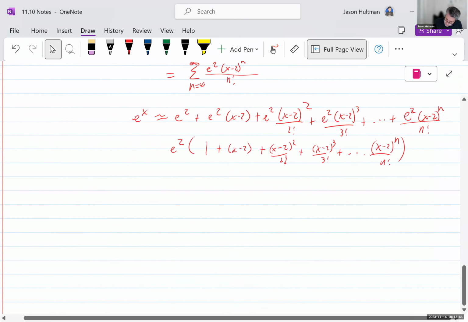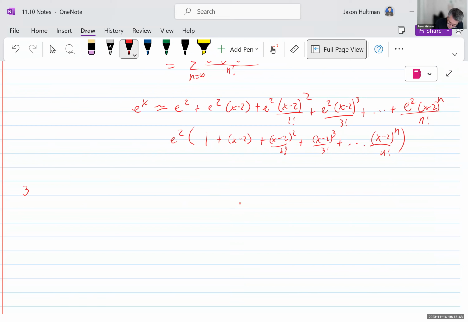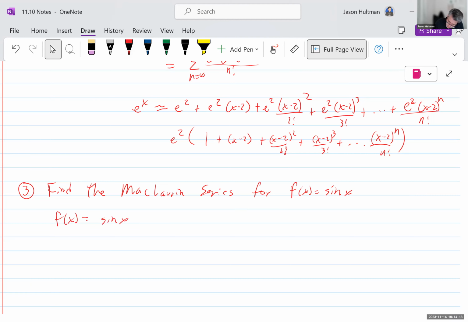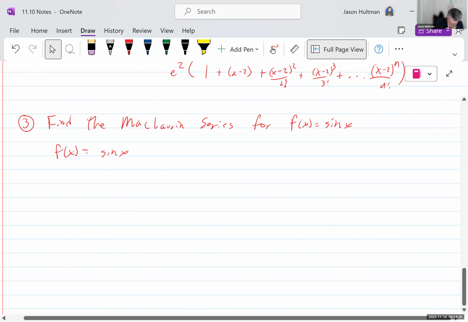Okay, number 3 is cool. It's find the Maclaurin series for sine x, for f of x equals sine x. Okay, so again, we need to do some derivatives. So f of x equals sine x, and I need to do 8 derivatives here to really get an idea of what's going on.